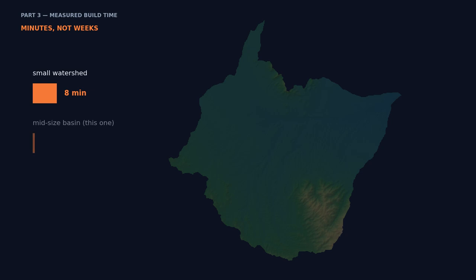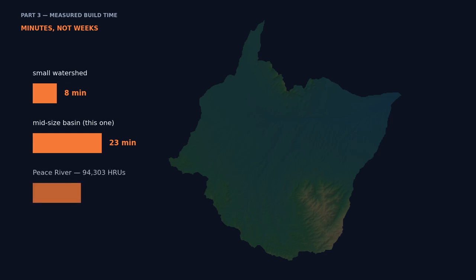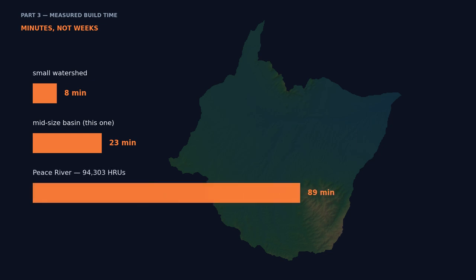A mid-sized basin, 23. The Peace River Basin in Florida, 94,000 HRUs, 8,000 channels, 347 lakes and reservoirs, assembles unattended in 1 to 2 hours. The comparison that matters isn't against a faster computer. It is against the weeks of manual GIS work this replaces.